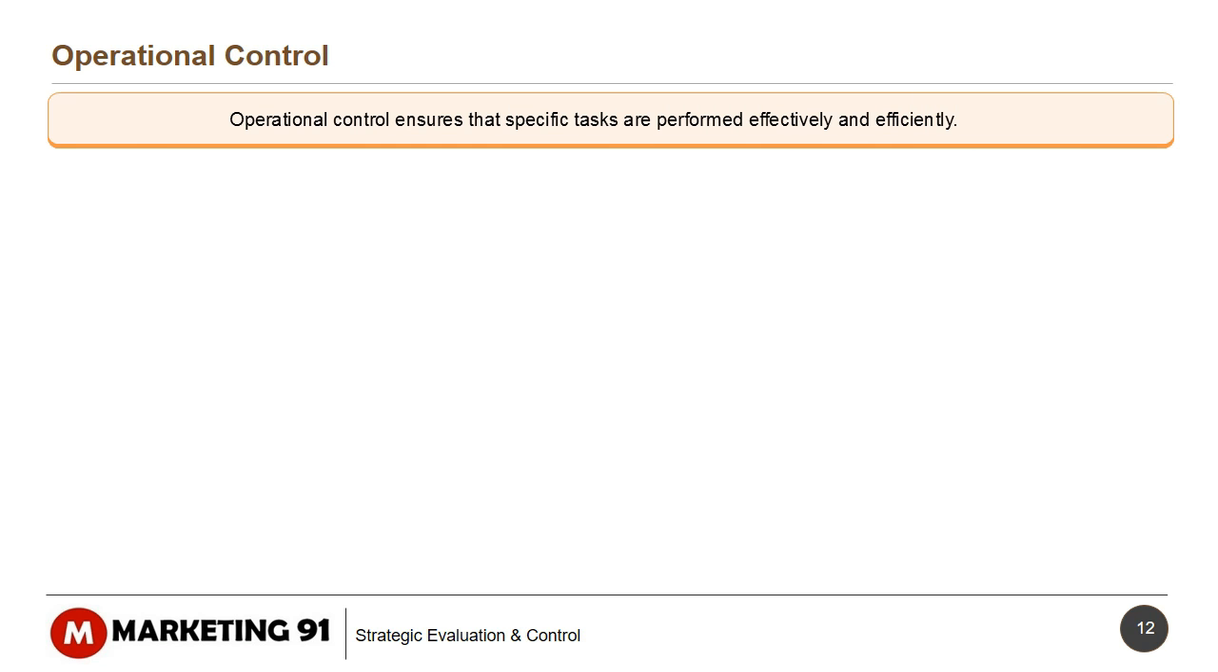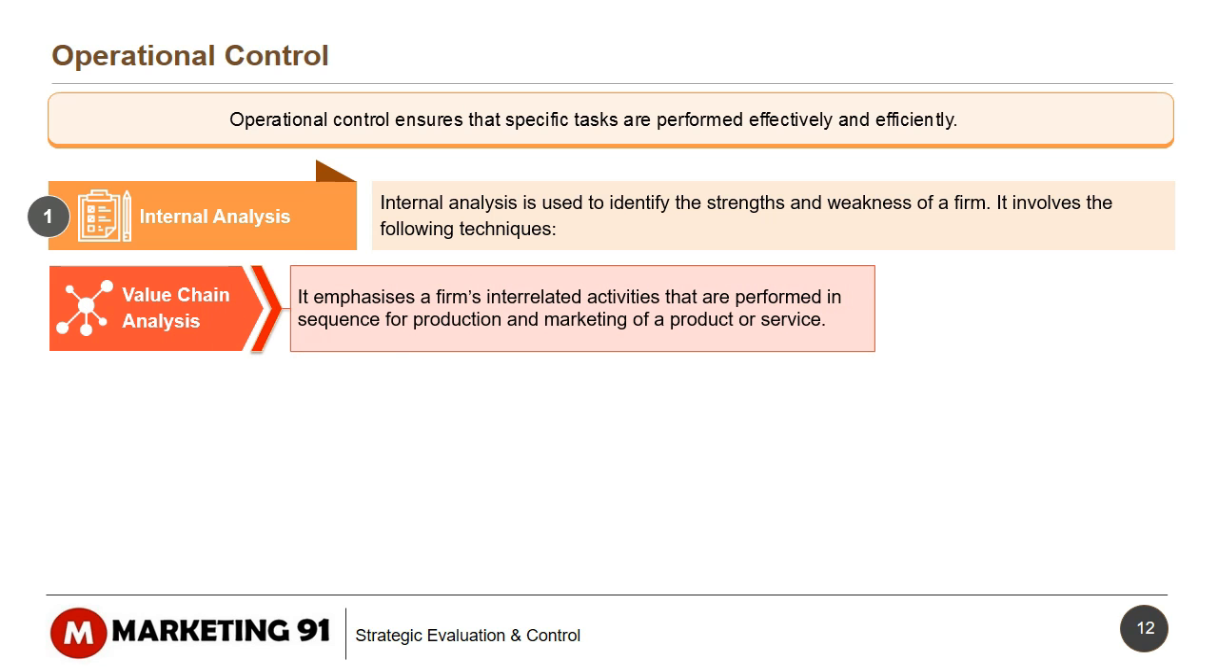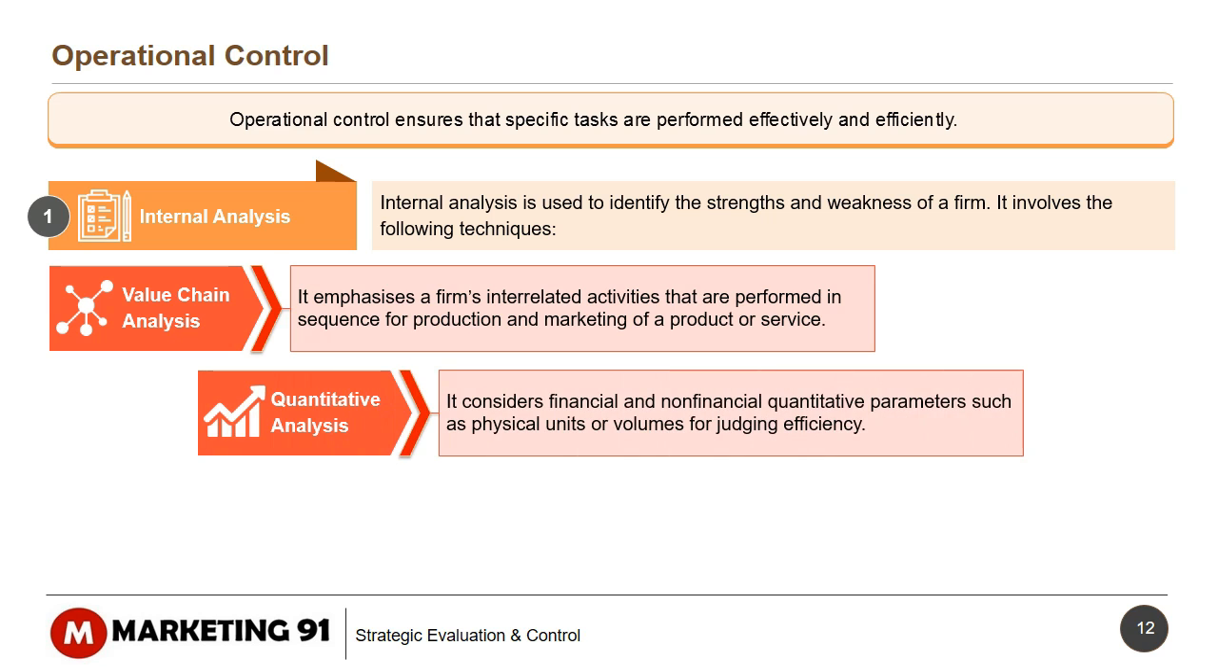Operational control. Operational control ensures that specific tasks are performed effectively and efficiently. Internal analysis is used to identify the strengths and weaknesses of a firm. It involves the following techniques. Value chain analysis. It emphasizes a firm's interrelated activities that are performed in sequence for production and marketing of a product or service. Quantitative analysis.